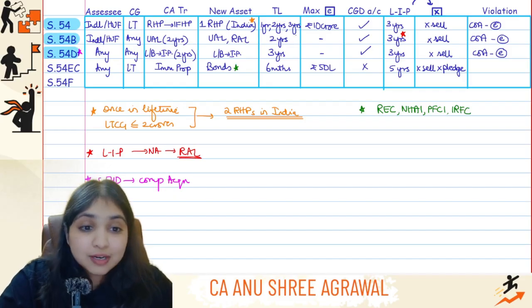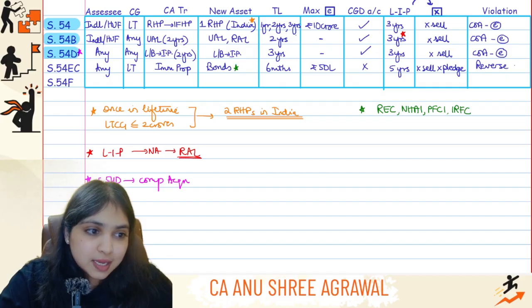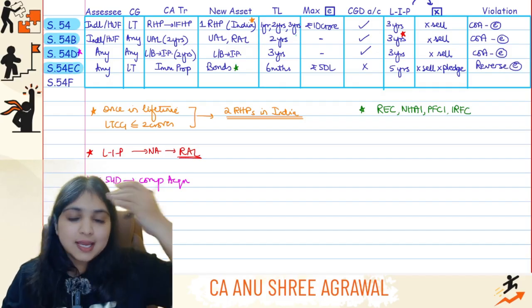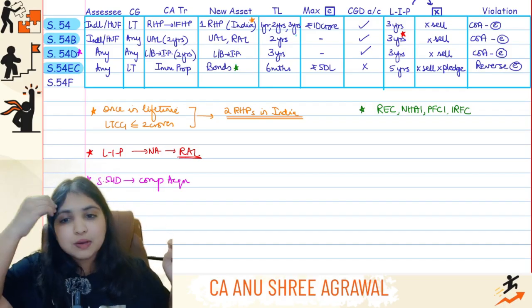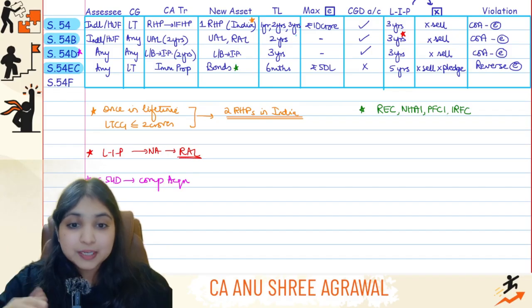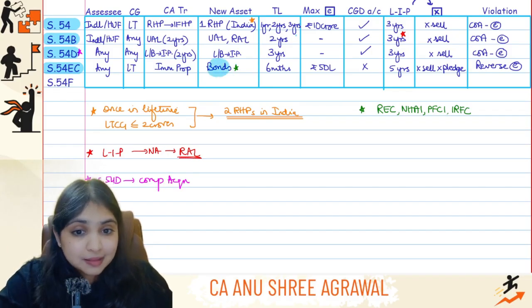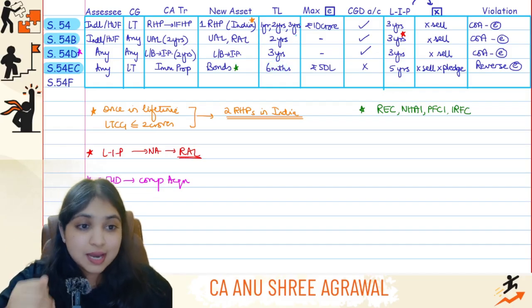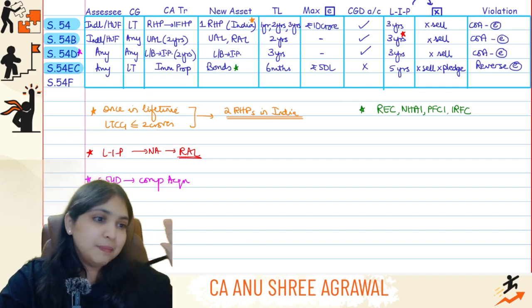Instead, whatever 54EC exemption you had enjoyed, we will simply reverse the exemption. Understanding? So under section 54EC, assessee can be any assessee. The capital gains will be long-term capital gains only. The capital asset transferred will be immovable property. The new asset that we are buying should be bonds. The time limit, you should be buying these bonds within 6 months from the date of transfer. Maximum exemption here is 50 lakhs. CGD concept will not apply over here.